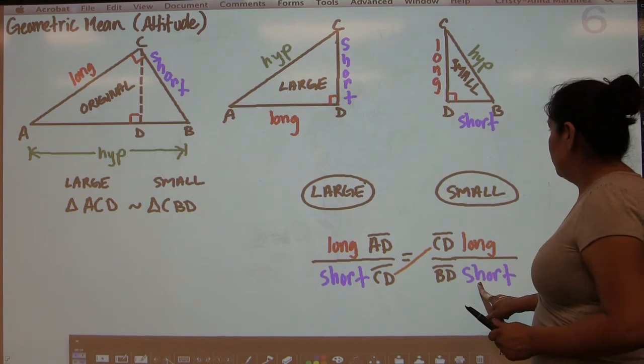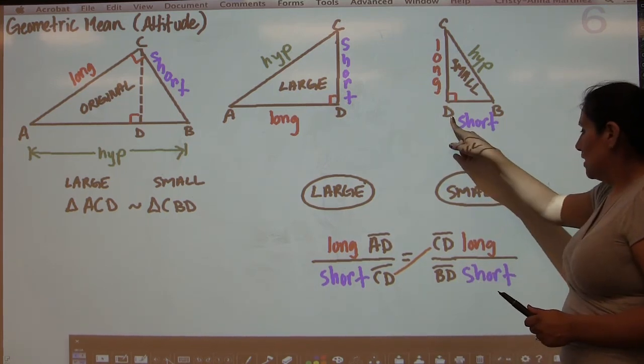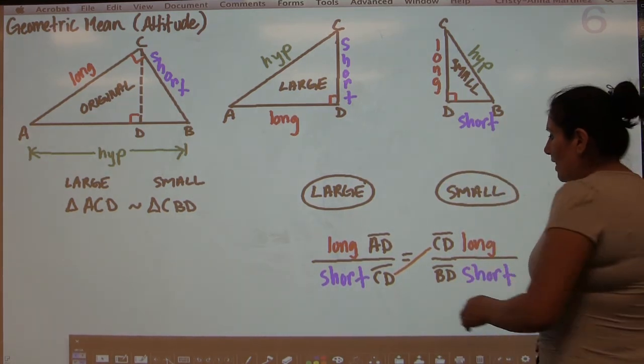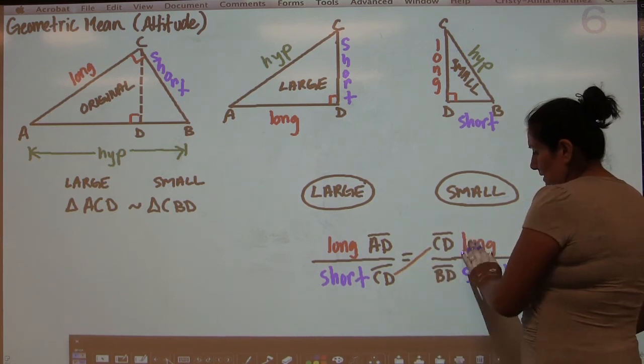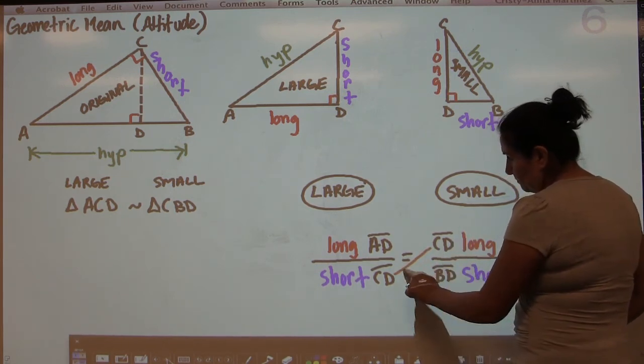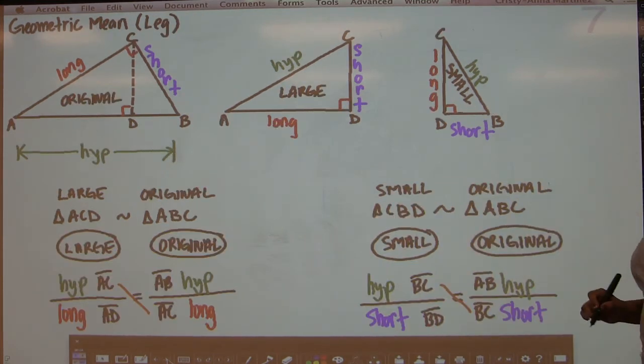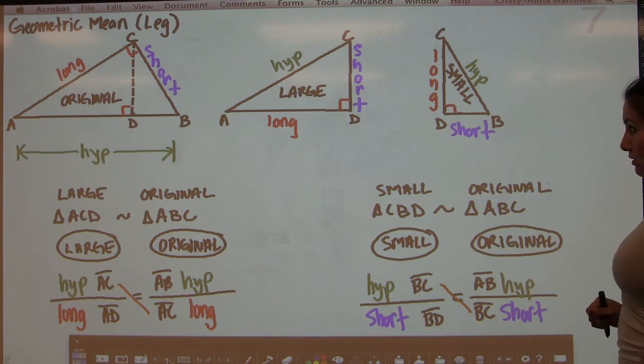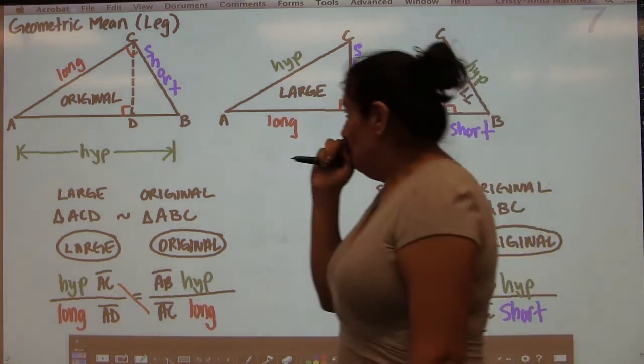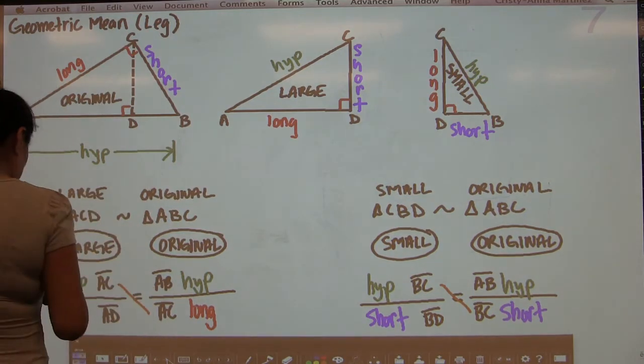And the short leg of the small triangle is BD. So this is your setup. You've got AD is to CD as CD is to BD, and they're the same. Okay, so it's important that you set that up correctly. Then we have two more proportions for you. And those are, this is Theorem 8-3 now, the geometric mean of the legs.